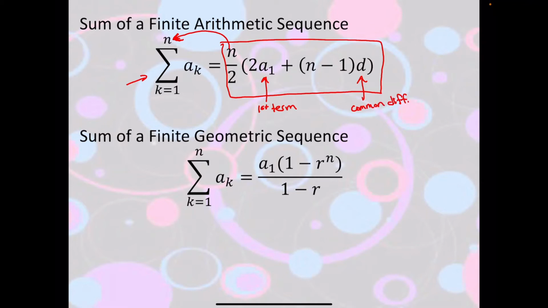Now, if we're finding the sum of a finite geometric sequence, we're going to use this formula instead. We still have our first term in there. This time we have a common ratio or common quotient, same thing. And we still have our n in there, which is the last term number that we were on. So let's give it a try.